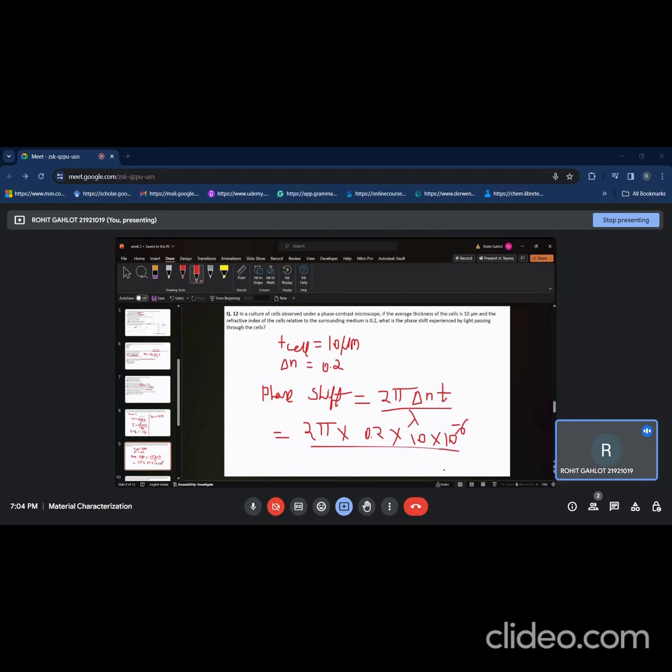Then it will be divided by your lambda, which is around, taking it the same as the previous question, 550 nanometer it was. So this will be coming around 22.92 radians to be precise. It can be converted into degrees also. I'm multiplying by 180 by pi, so it will come around 1313 degrees.